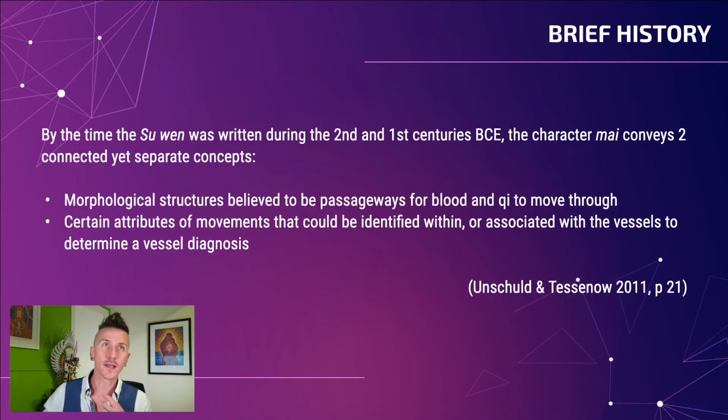So skip forward a bit, just going back to that second concept there about the attributes of movement that could be identified within or associated with the vessels to determine a vessel diagnosis. So this is looking at the movement of qi and blood in the body as a concept, not as an actual physical movement through vessels, but rather what those movements mean for you as a person as a whole. What's going on in your body and how you behave as a result of the movement of qi and blood throughout your body.